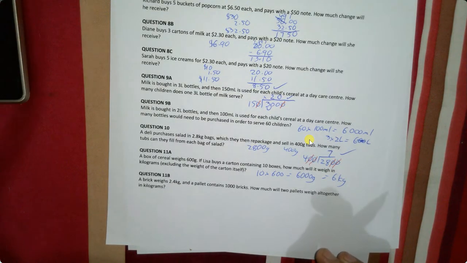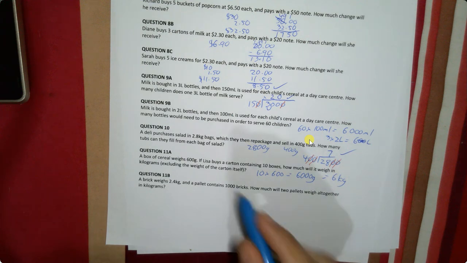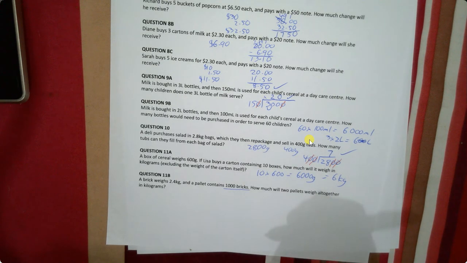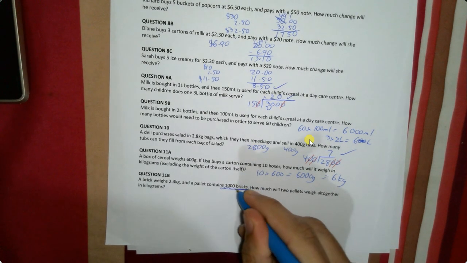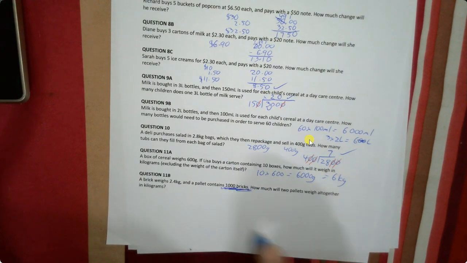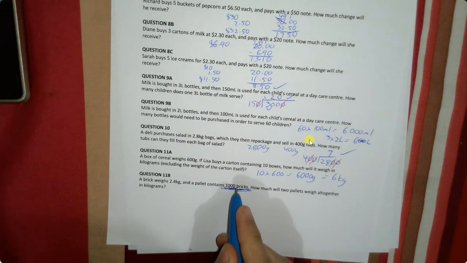Bottom one now. A brick weighs 2.4 kilos and a pallet contains 1,000 bricks. How much will 2 pallets weigh together in kilograms? So this is what we call irrelevant information. Actually, oh no, I'm wrong. Ignore me. Trying to go too fast. A brick weighs 2.4, a pallet has 1,000 of them.